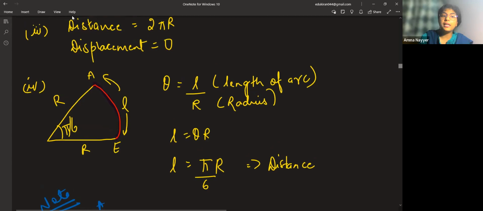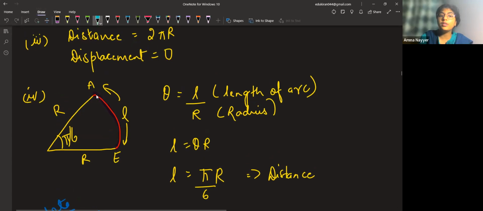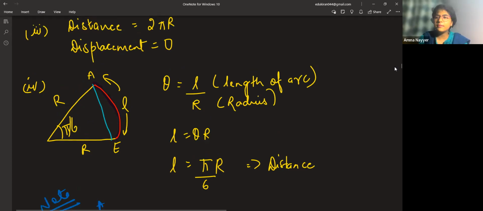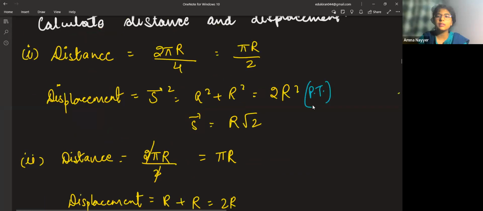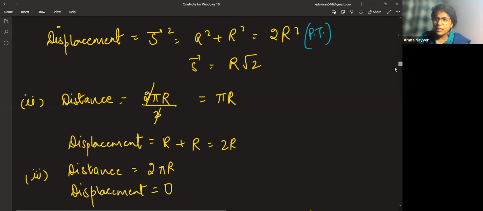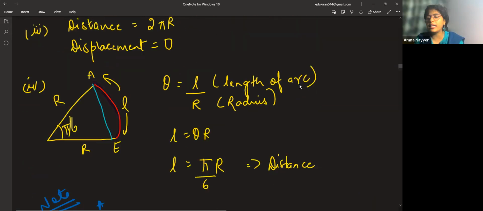Now coming to displacement. Displacement, I have always told you, is from the initial to the final point. Now you need this. In the earlier case, this was 90 degrees, so we could use Pythagoras theorem. In this question, in this part, we had used Pythagoras theorem. But is it possible with the angle pi by 6? Pi by 6 means what? Pi is 180 degrees, so 180 degrees divided by 6 is 30 degrees. This angle is given to us. This is 30 degrees. Will we be able to solve?